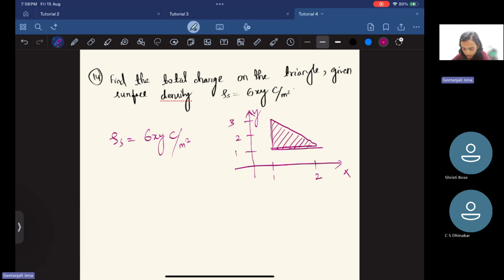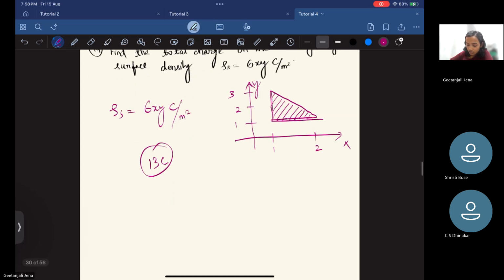Well, you are quite close. The answer is 13 coulomb. Maybe some calculation mistake was there, but I think you followed the right steps. So you have x from 1 to 2, 6xy, dA is nothing but dx dy.